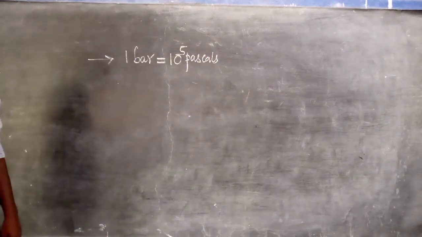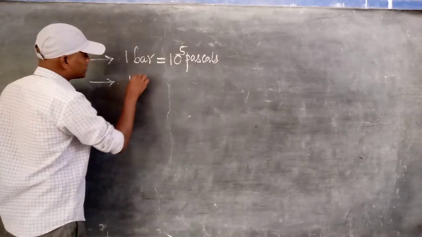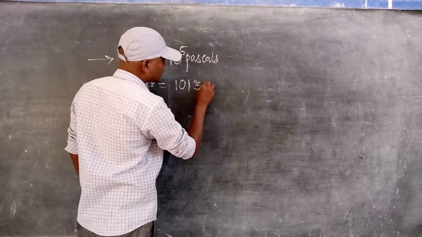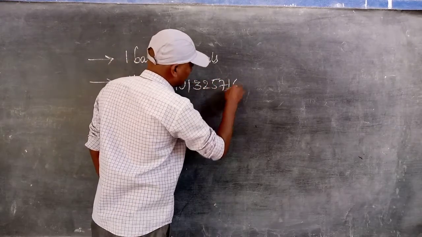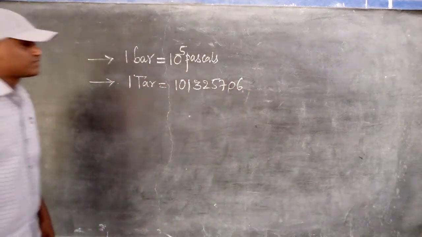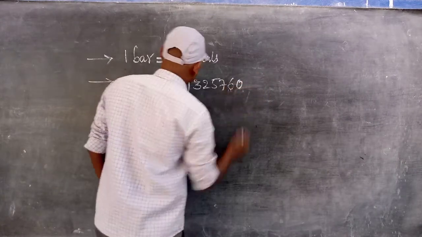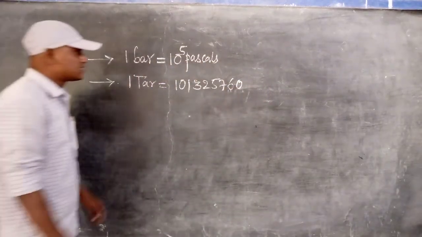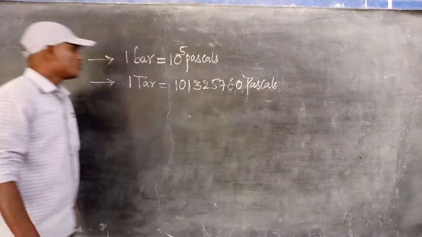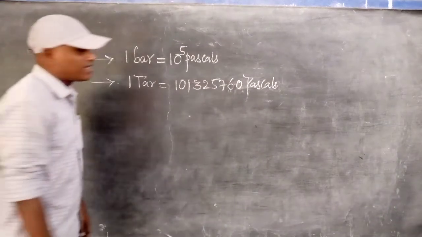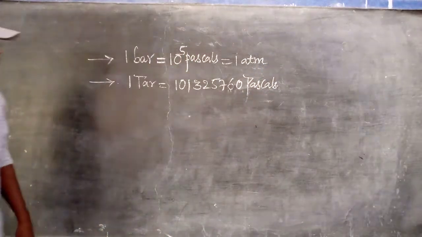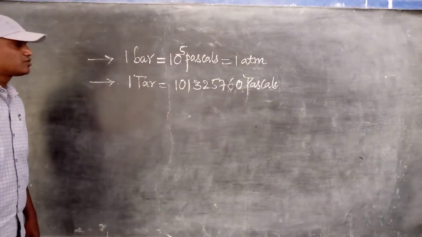10 power 5 Pascal. And torr is also another unit. 1 torr is equal to 101325/760 Pascals. So 1 bar is equal to 10 power 5 Pascal, and 1 torr is equal to 101.325760 Pascals.